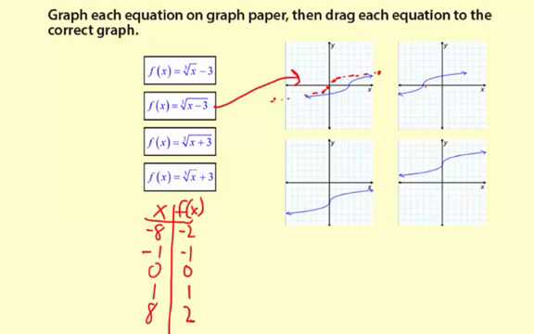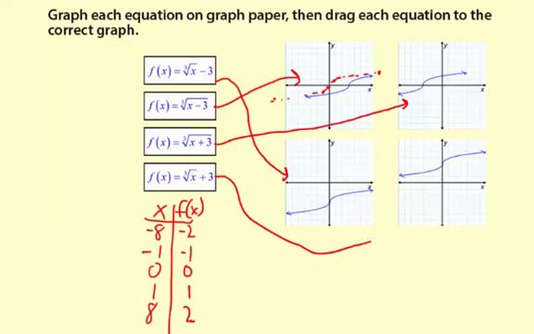This next one is 3 to the left, and that would be the +3 inside the radical instead of the -3. This next one is shifted 3 down from 0, 0. So that's going to be a -3 outside of the radical. And this one's shifted 3 up. It's going to be a +3 outside of the radical.